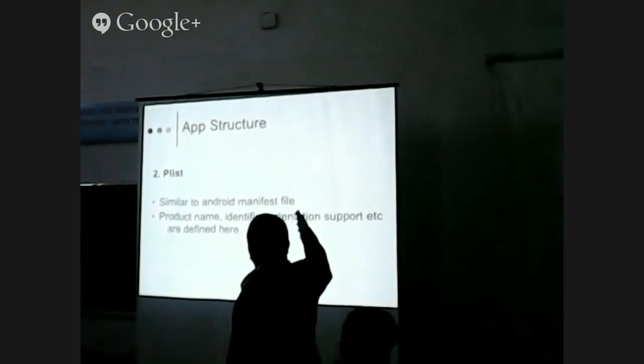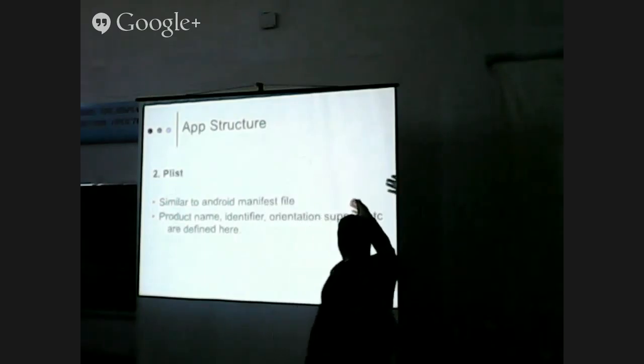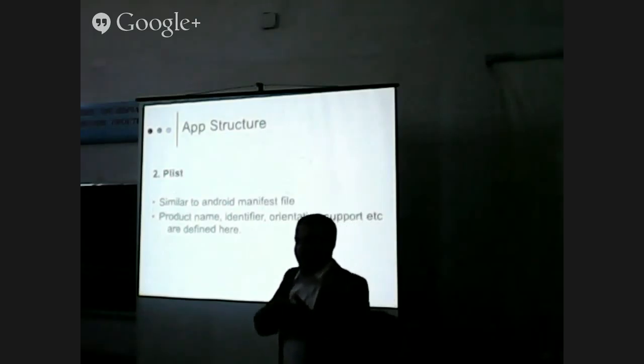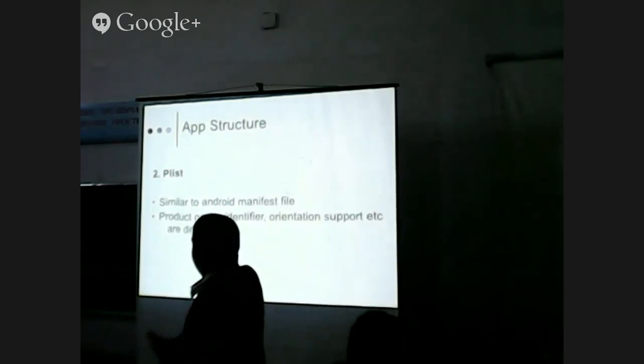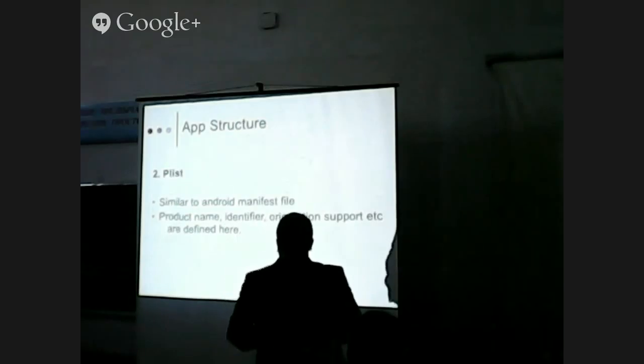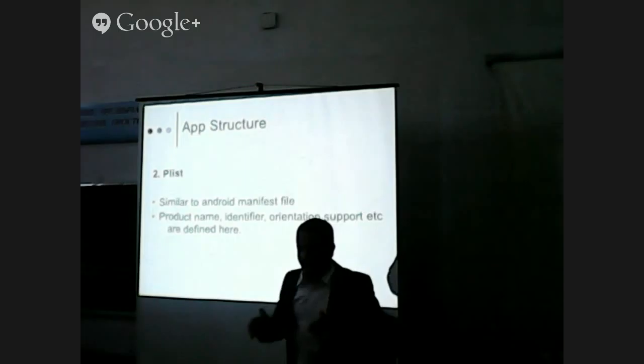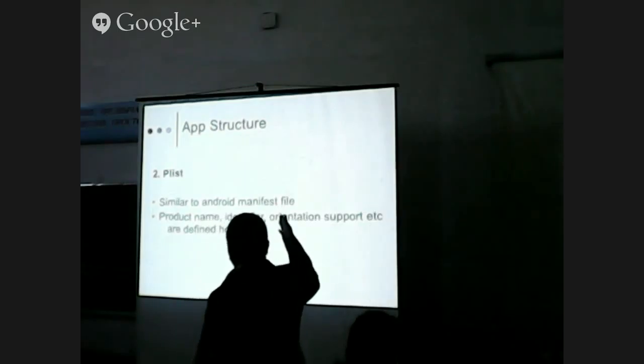The necessity of the file is almost similar to the Android manifest file: application configuration, app ID, supported version, and app orientation, like whether it must be portrait only or portrait and landscape orientation. All those things will be defined in the plist file.